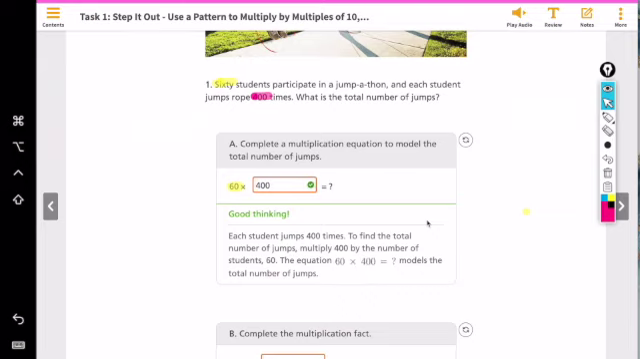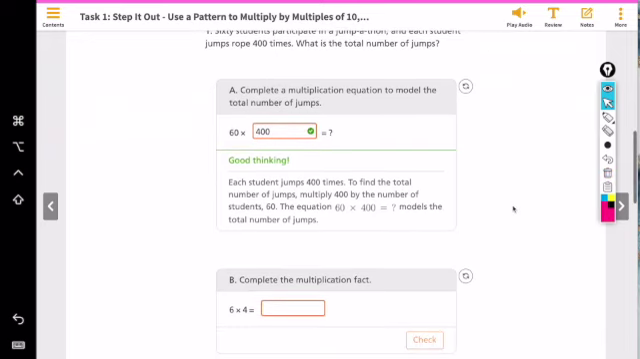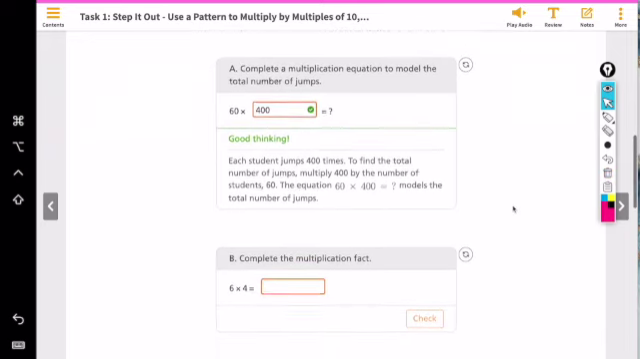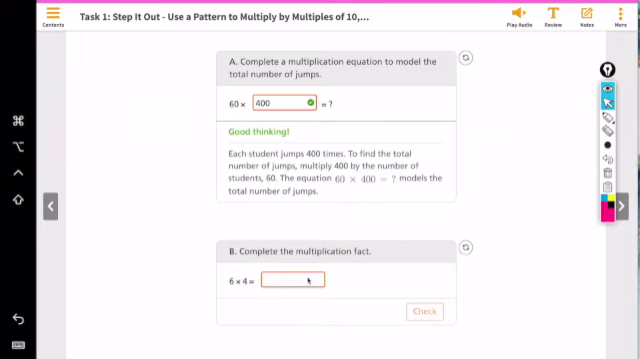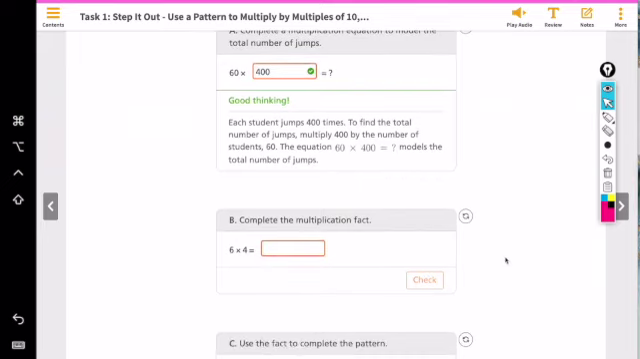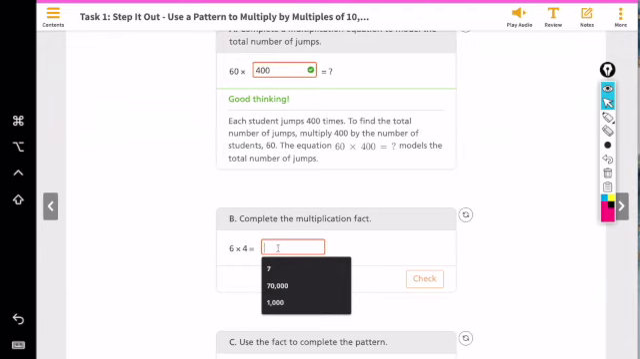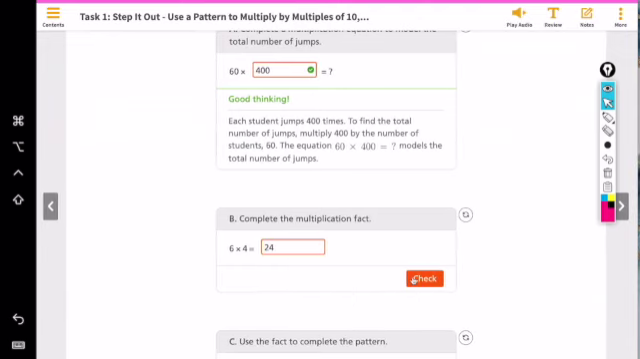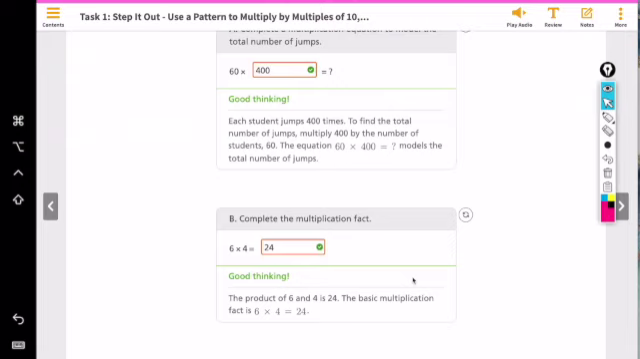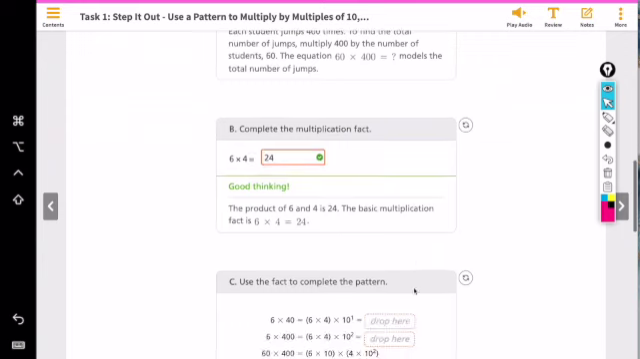Okay, so now we're going to scroll on down and look at the next question. Complete the multiplication fact. 6 times 4. Well, I've got that one memorized, but if you couldn't figure that out, you could do a few things to figure that out. But I do know that 6 times 4 is equal to, that's right, 24. Good job. So the product of 6 and 4 is 24. The basic multiplication fact is 6 times 4 equals 24.